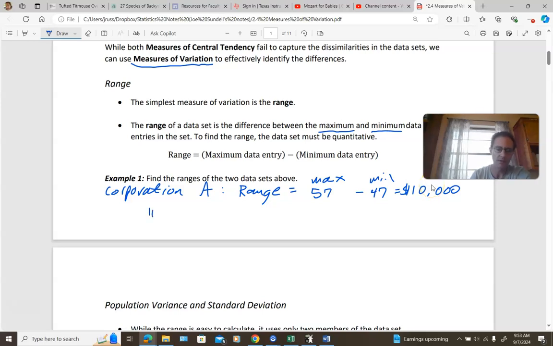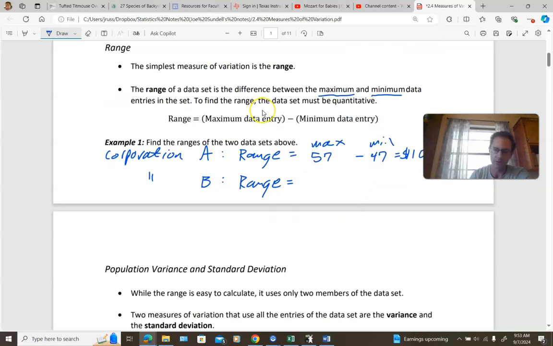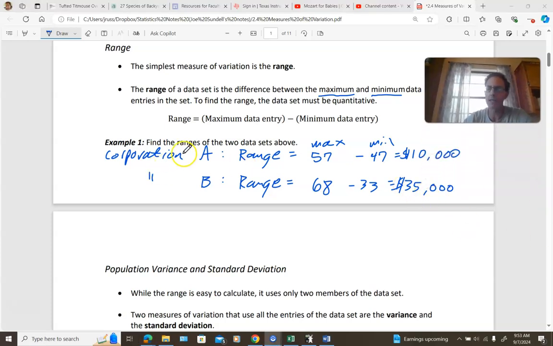And then guys, very similarly for Corporation B, the range is going to be the maximum, which, if we look back up here, is 68,000, and the minimum is 33,000. So it's just going to be 68 minus 33, and that is 35, which in thousands would be $35,000. So that's a big difference, right? So just by looking at the range in data, lots of times you can tell which data set is more spread out or has more variations.